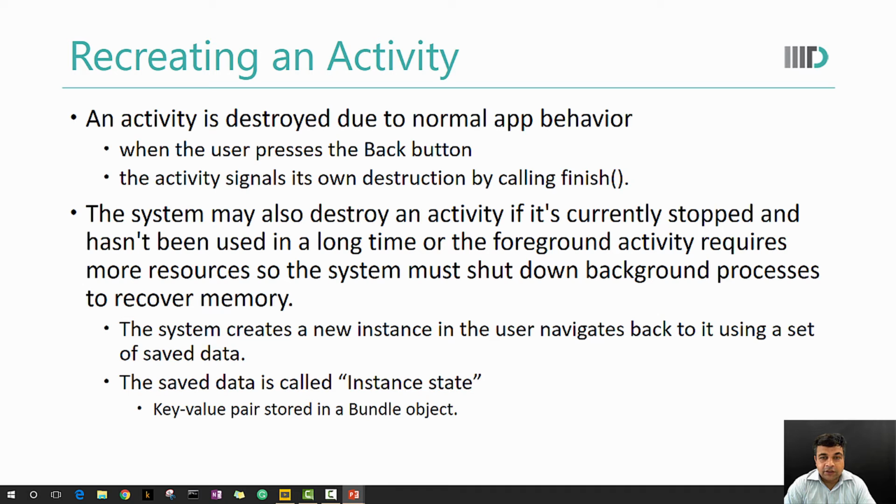However, because it is the Android system which is killing the application, before destroying the application, it creates a new instance in case the user comes back to that application. And this new instance is used when the user tries to come back by pressing the back button. The data which is saved to create this new instance is often called instance state, which is nothing but a key value pair stored in a bundle object. You may remember bundle object from the parameter that we passed in the onCreate function.